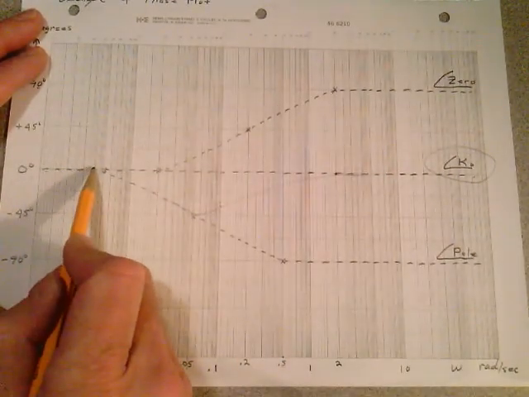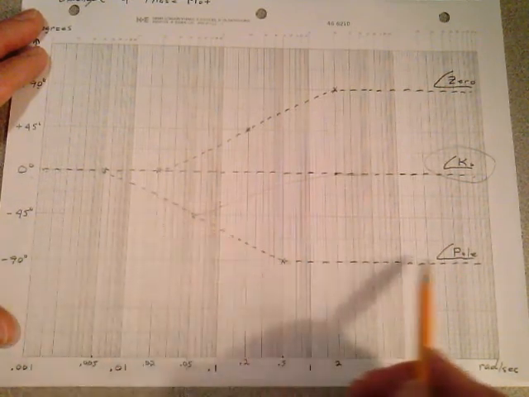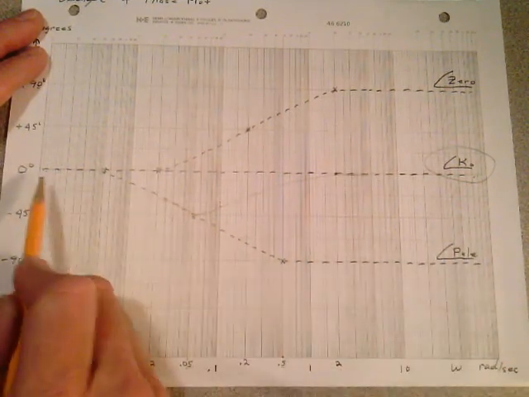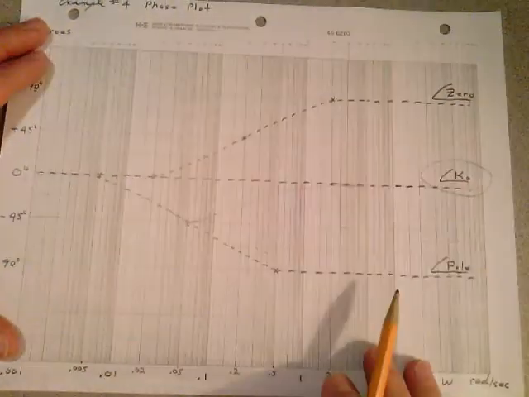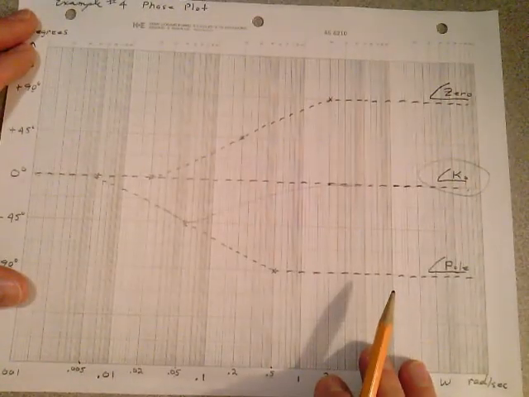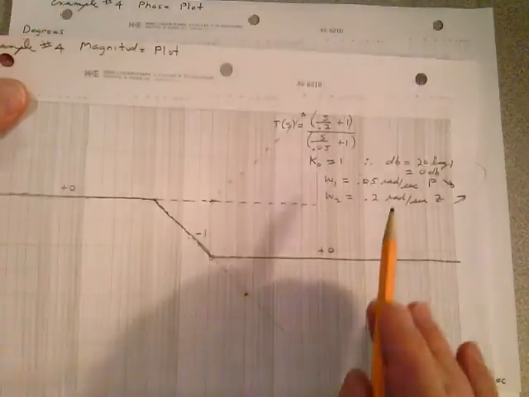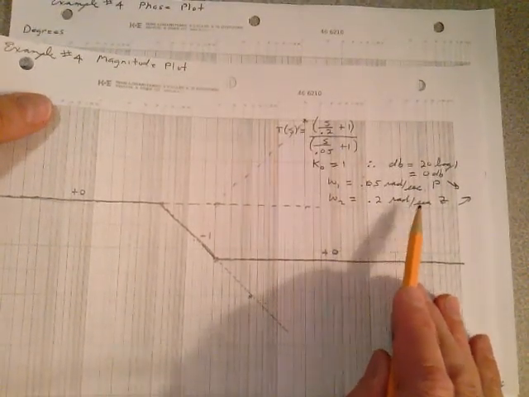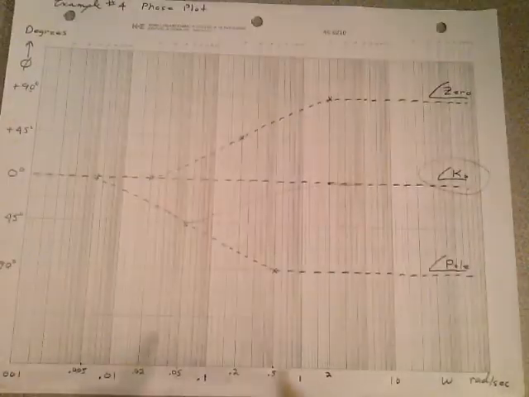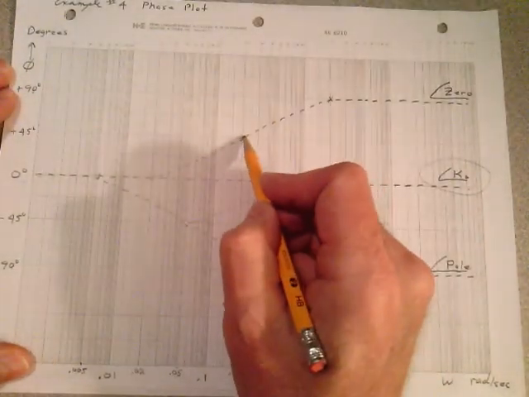I put my dashed lines in, because that's the contribution because of my pole. Here's my contribution angle because of my pole. What about my zero contribution? Well, I know my zero contribution is at 0.2 radians per second, it has to be at plus 45. There's my 0.2, I come up, I put an X at plus 45.